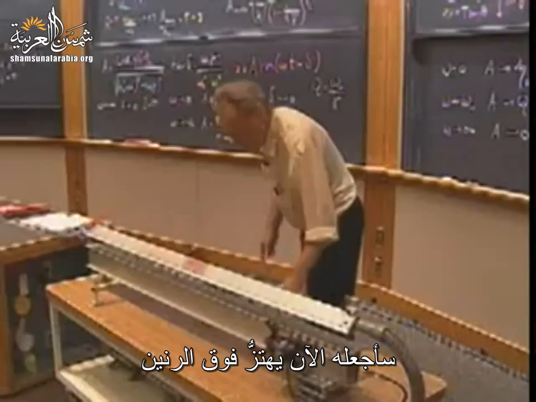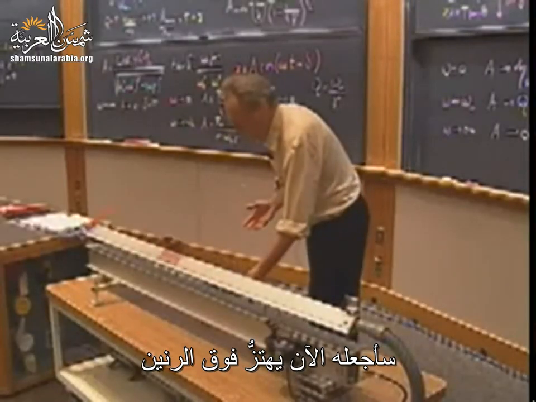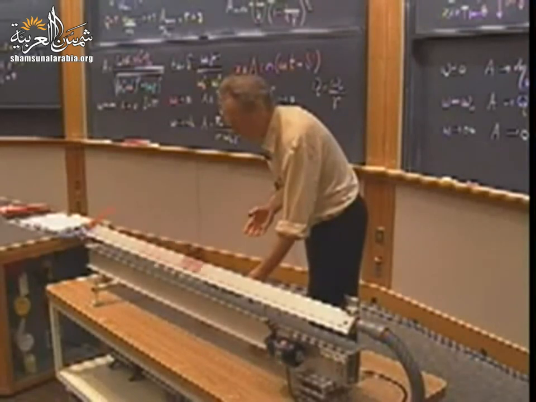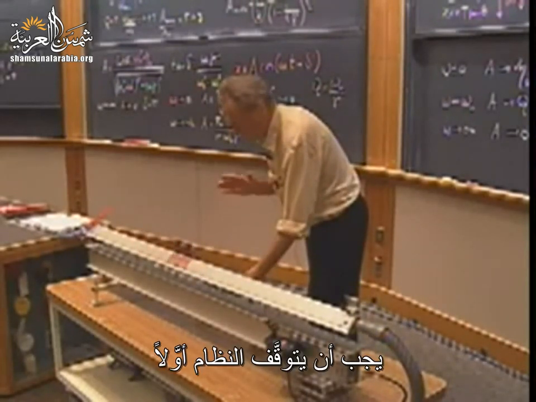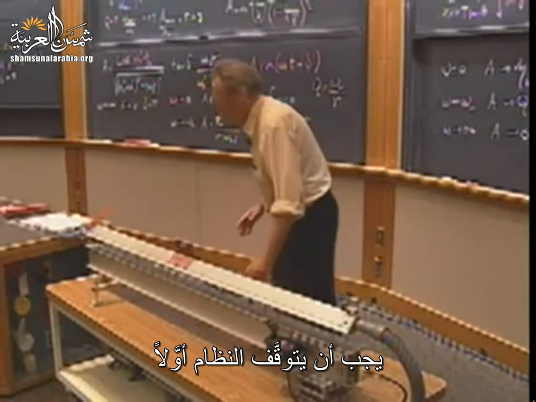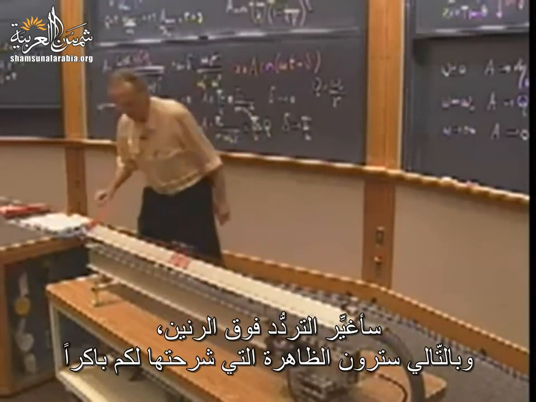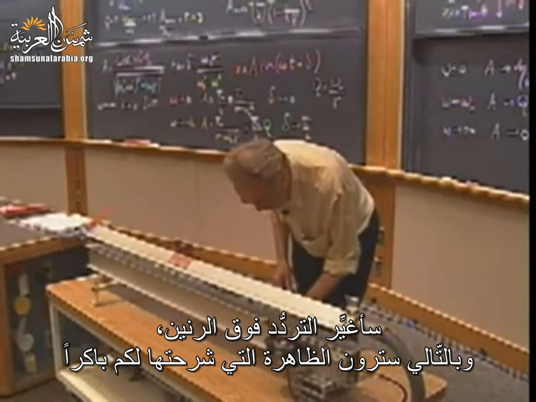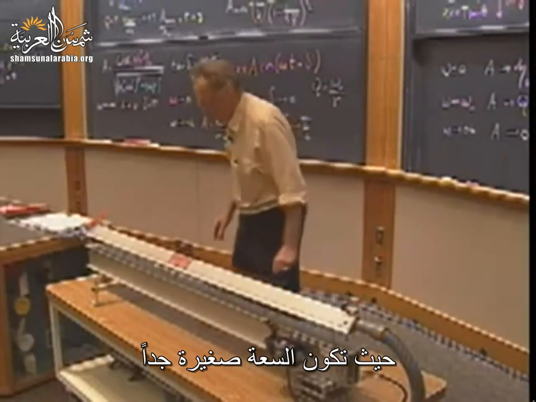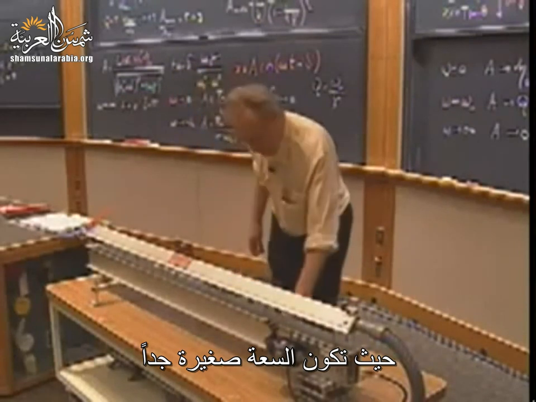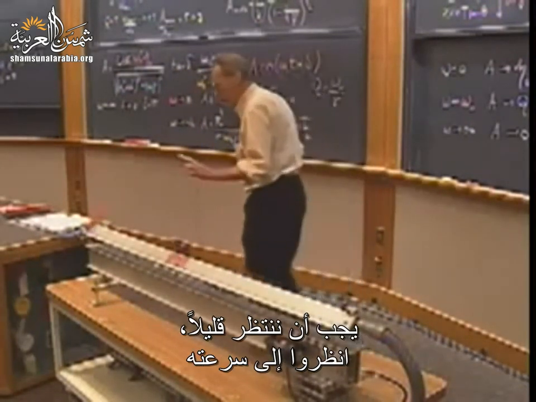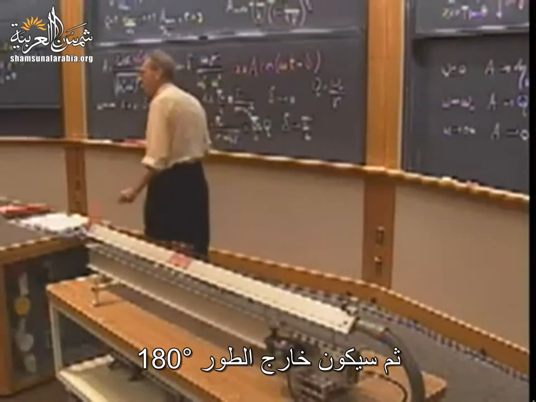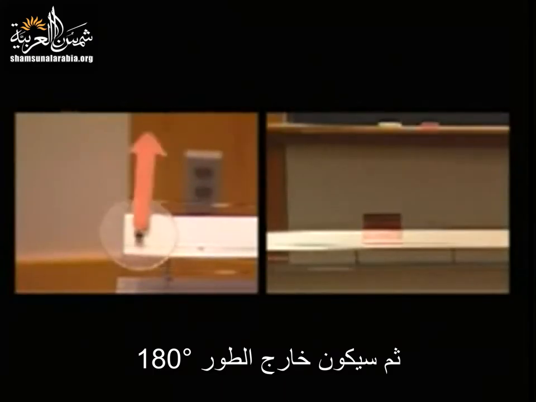Now I will oscillate it over resonance. First the system must calm down, and now I will change the frequency above resonance so that you will see the phenomenon that I discussed earlier, that the amplitude is very small. Again, we have to wait a little, look how fast it's going, and that then will go 180 degrees out of phase.